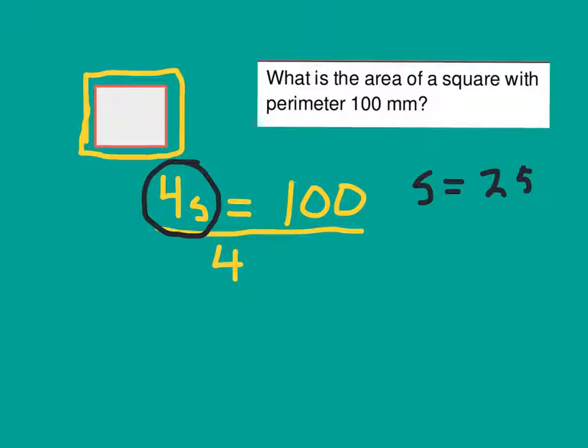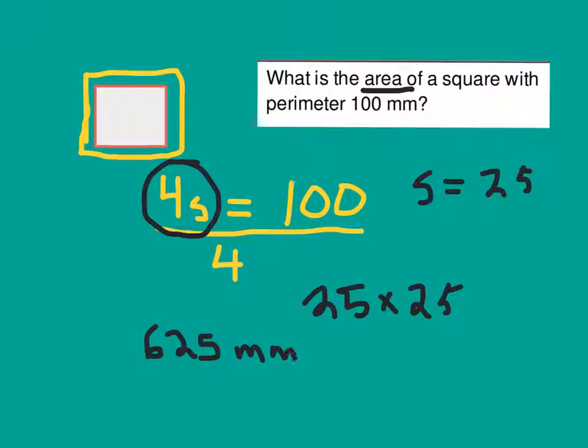All right, our last step then is we have to find area given that. So we're going to do 25 times 25. And we'll grab our calculator, throw that in. 25 times 25 equals 625. So the answer to my problem here is 625 millimeters. And then we need the square, or to the second power, to complete our problem.